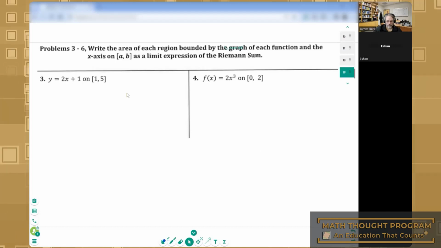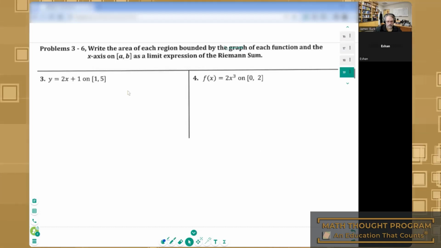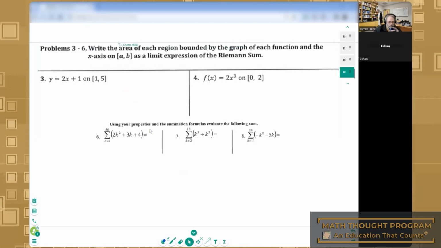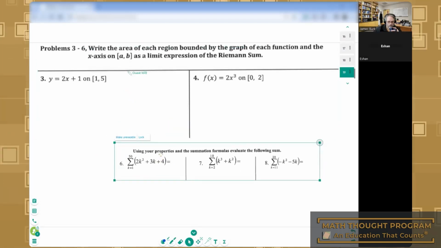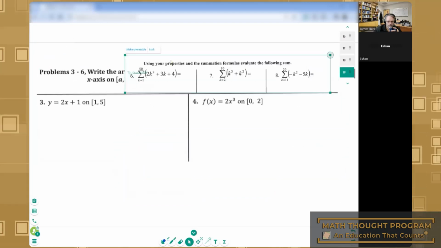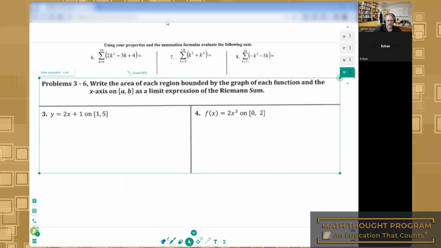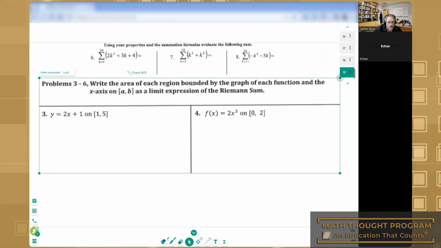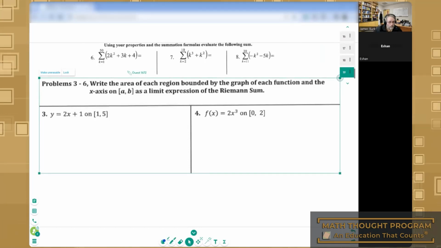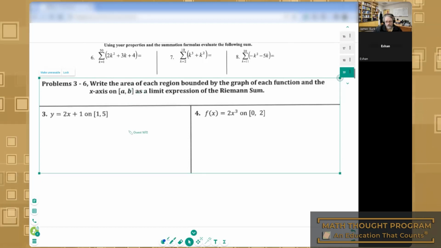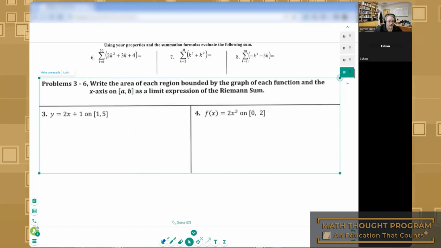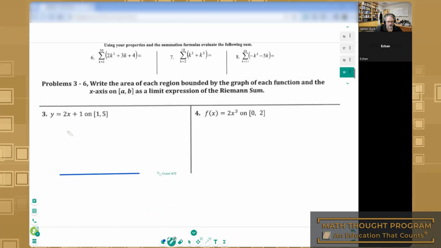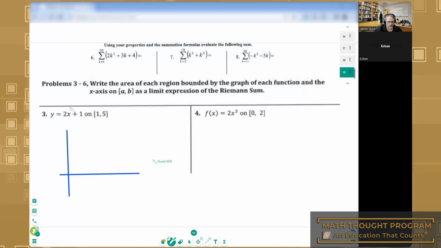All right, talk to me about number three right here. What struggles are you having with this? Like, I just don't know where to start with this one. Okay. Now, usually a good place when you're looking at these is to maybe first graph it out, to try to get some kind of understanding. So if you were to graph this out, what is this graph?